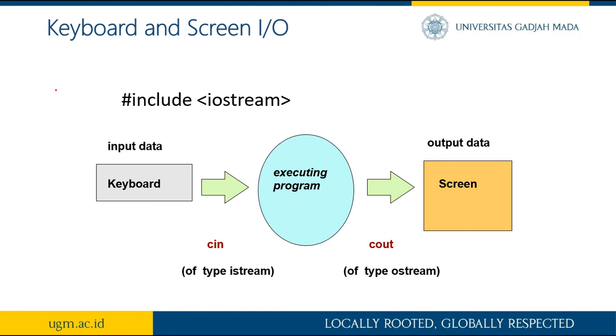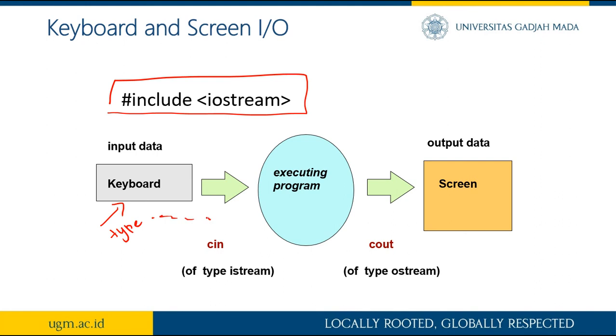And then the keyboard and screen input-output, or I/O. After we are using iostream, input comes from your keyboard, like when you are typing. It is accessed by the cin command, and then it will be executed by the program, and the output pushes the result from your program to the screen. Then you have to use the cout command.